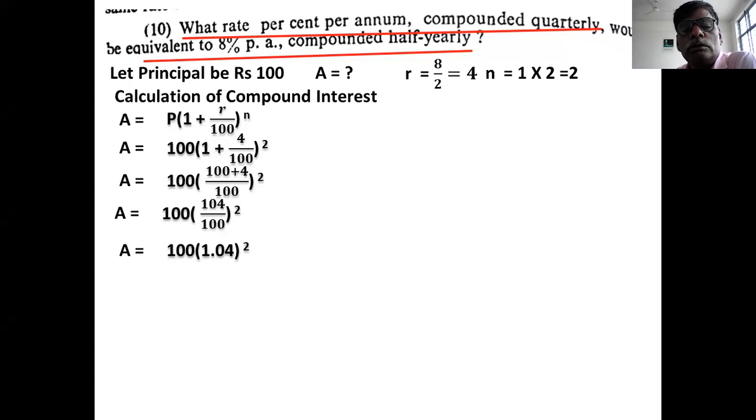There are more than 5 numbers. Therefore, it is not possible to get the exact answer by application of log. Therefore, I will apply the calculator here. Okay. So A is equal to 100 into 1.0816. Remember this.